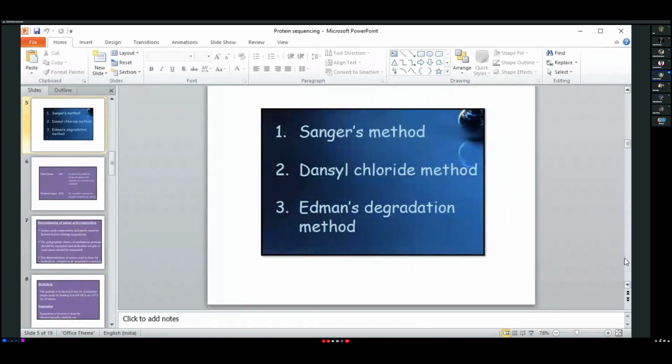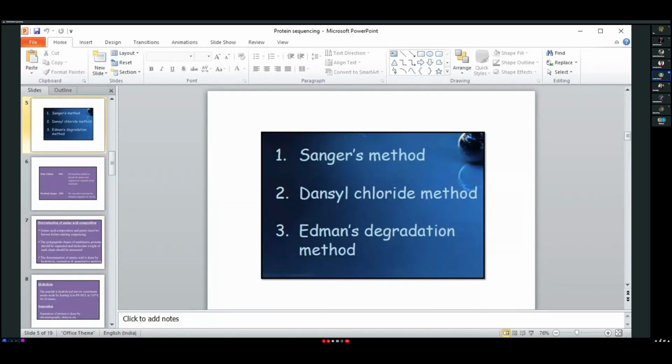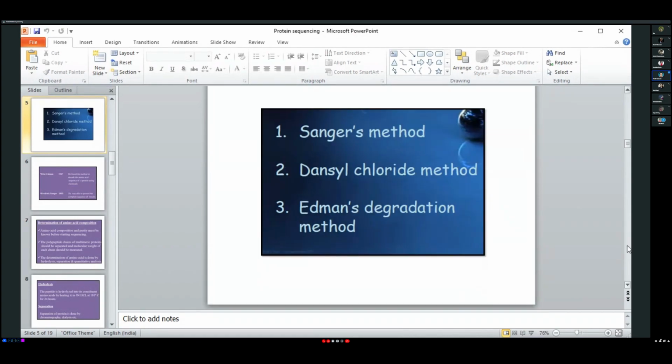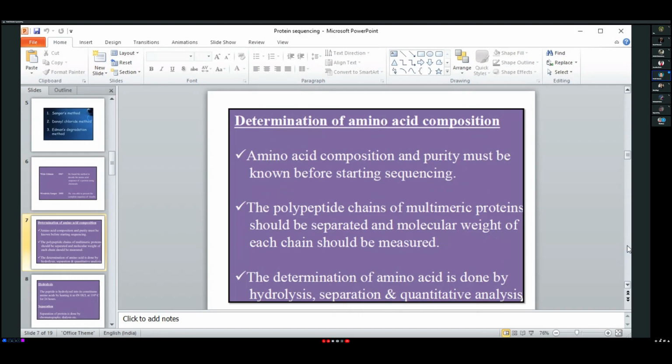So firstly, we'll be discussing Sanger's method. Then we will be discussing the dansyl chloride method, and finally we'll be discussing Edman's degradation method. In 1947, Edman first proposed this method, and I have told you Sanger did it in 1953.